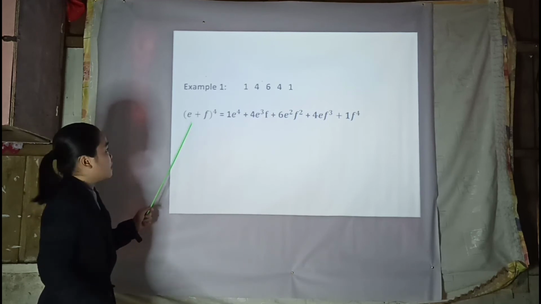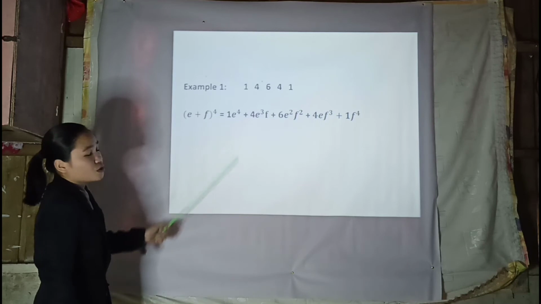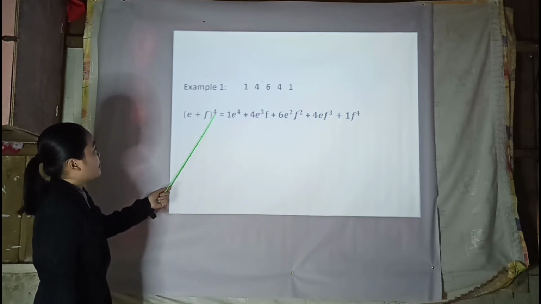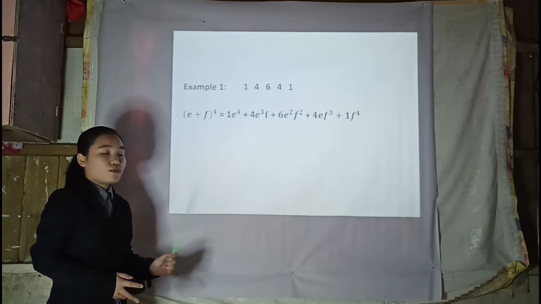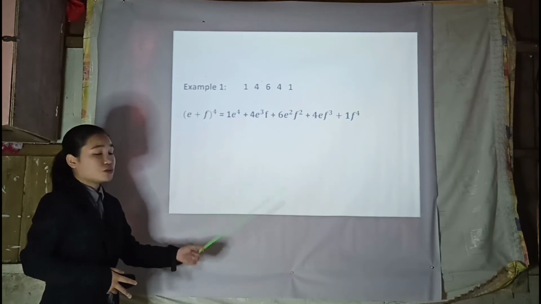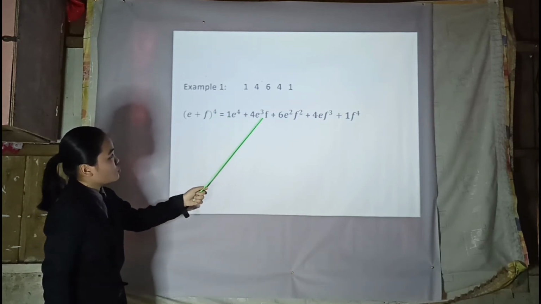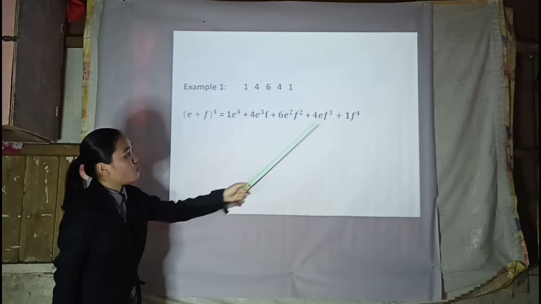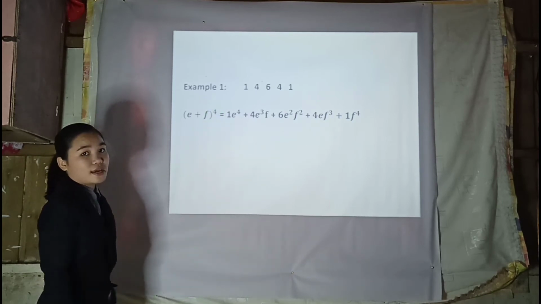The given expression is e plus f raised to 4. Since our n here is 4, 4 plus 1 is equals to how many terms? So 4 plus 1 is equals to 5. So we have 1, 2, 3, 4, 5. We have 5 terms. And we will use Pascal's triangle.